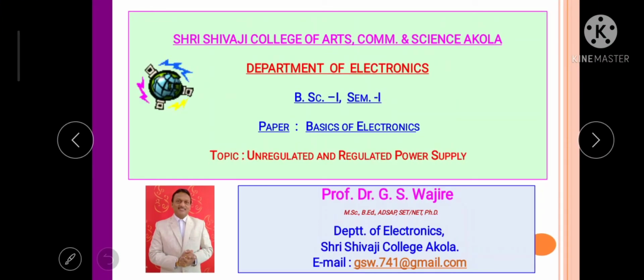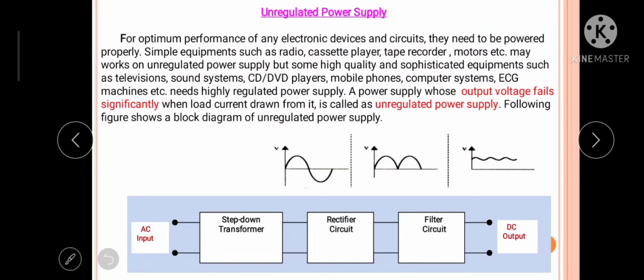Today's topic for discussion is unregulated and regulated power supply. Let's discuss first unregulated power supply. Unregulated in the sense whose output changes due to any input or output conditions.